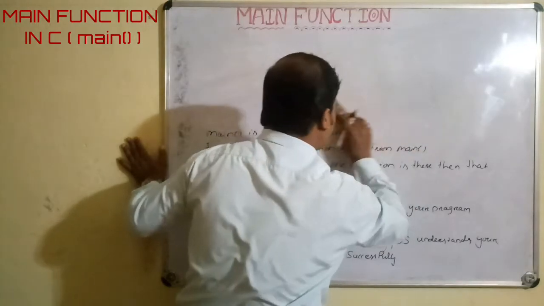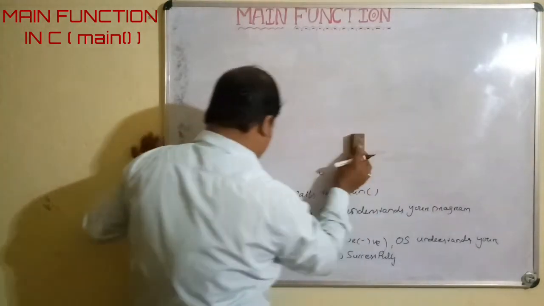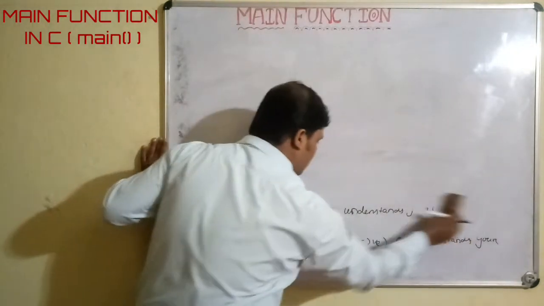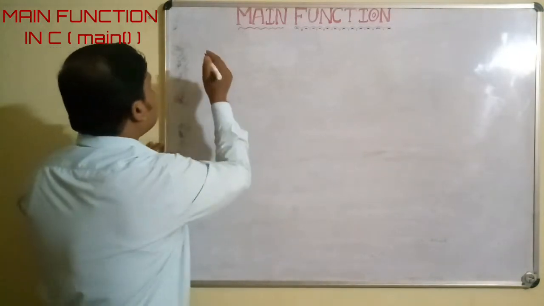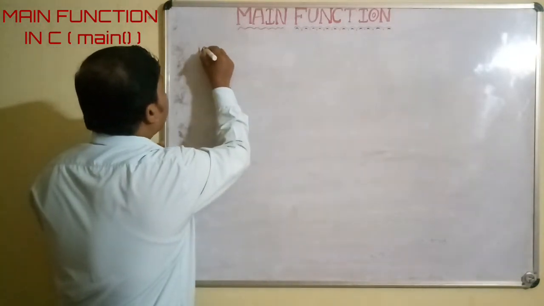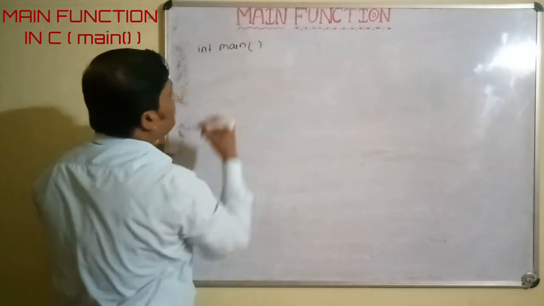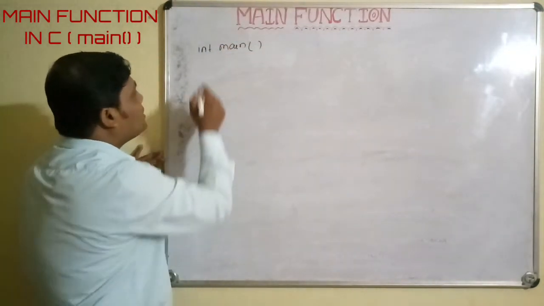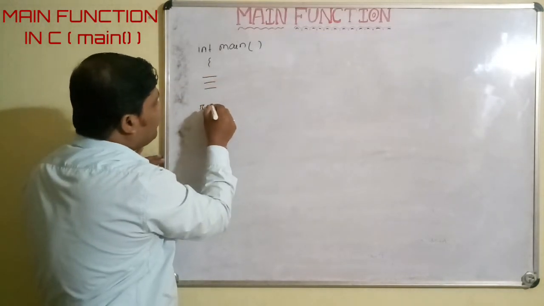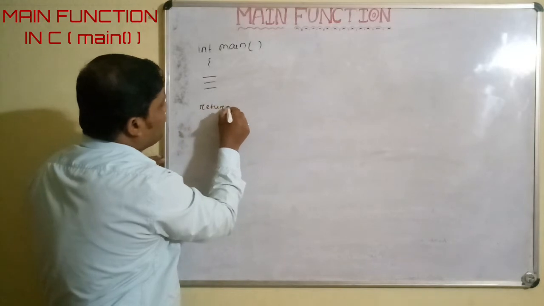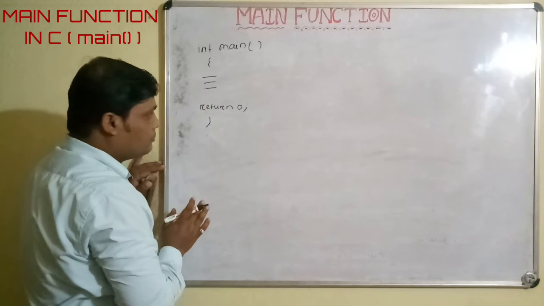Different forms of main function. In how many ways can you write the main function in your program? Now see. Generally I write int main open parenthesis and close parenthesis, then curly braces, then before the end of main I write return 0. This is the general practice.